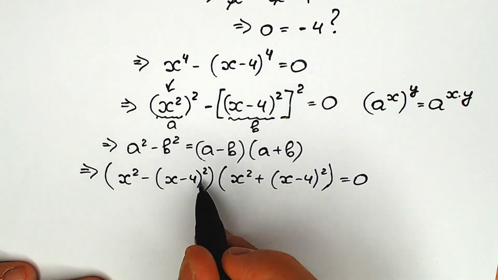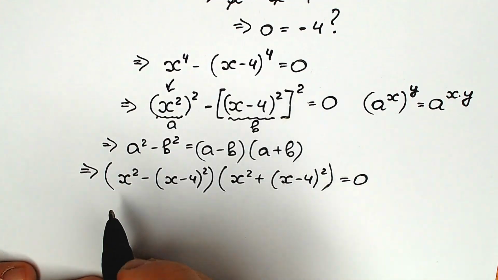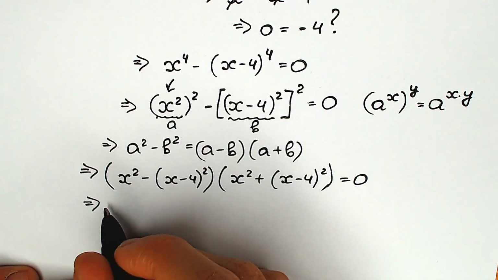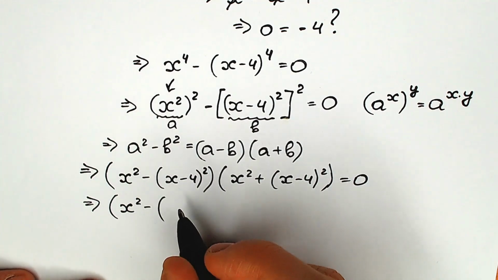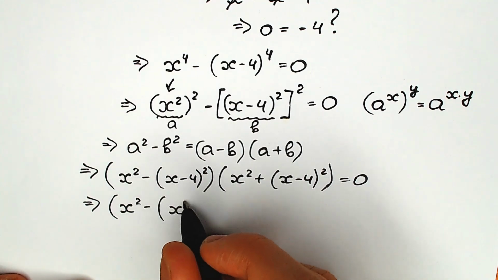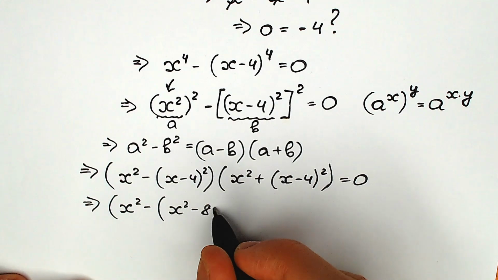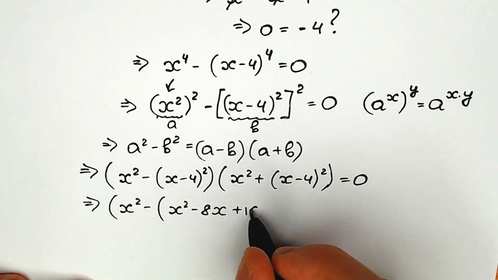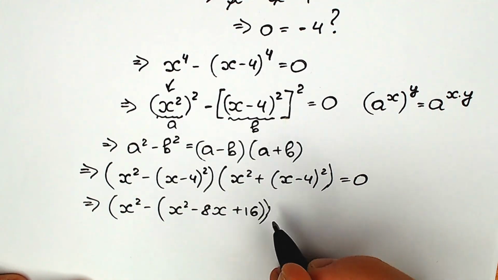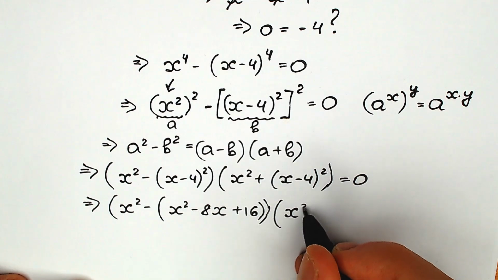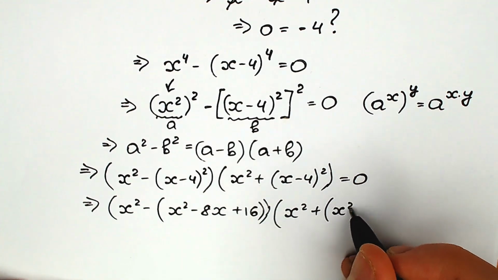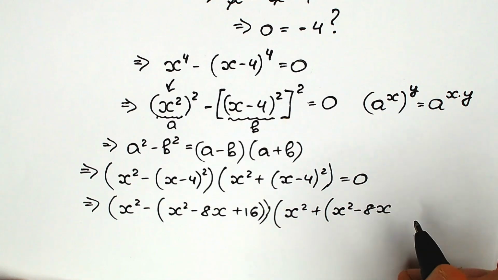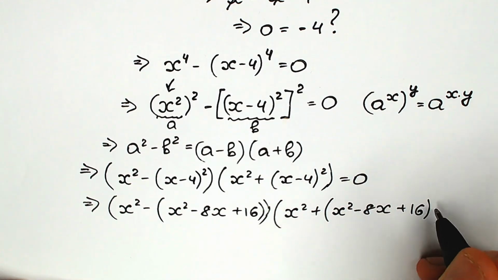First of all, we can raise both expressions to the second power. Let's do this right now. As a result, we have x squared minus, don't forget about parentheses, (x squared minus 8x plus 16). This is our first parenthesis, and the second parenthesis we have x squared, the same thing but with the plus sign. So plus (x squared minus 8x plus 16) equal to 0.